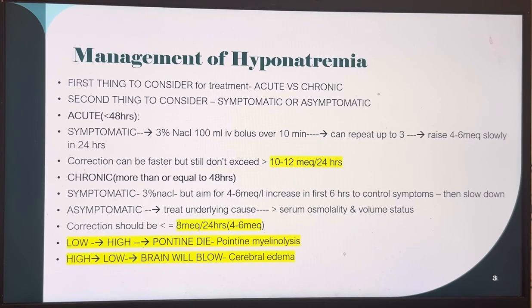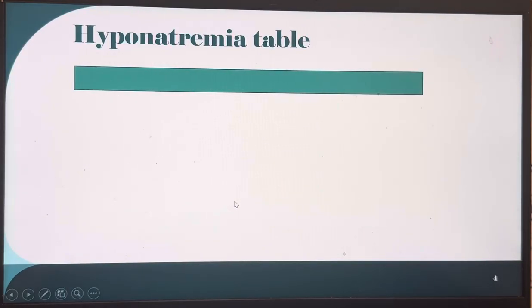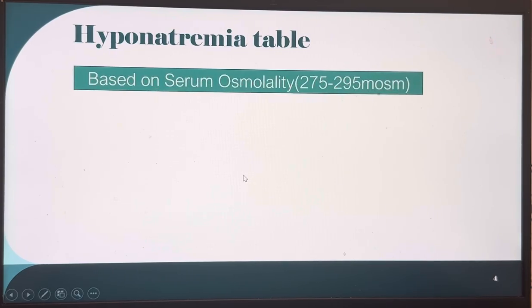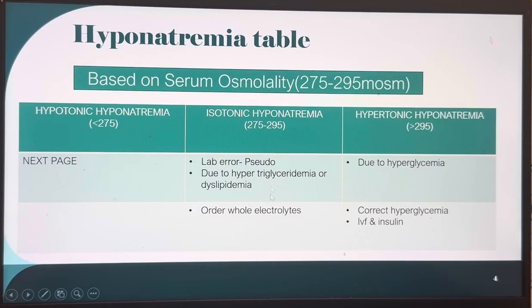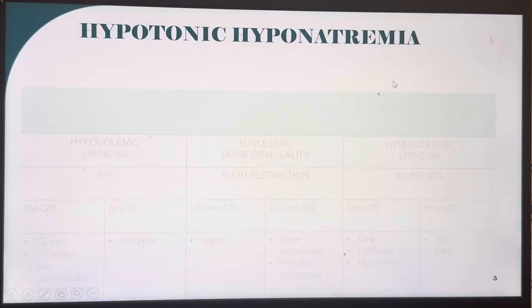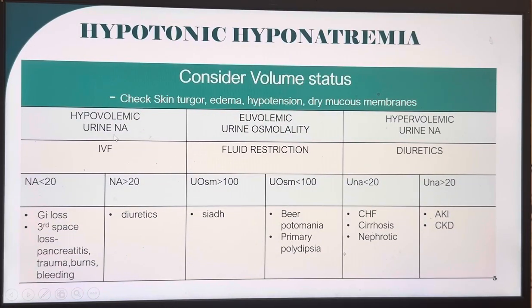Then the next one is the hyponatremia table. You first check the osmolality. If it is isotonic, you don't have to do anything, it is a pseudohyponatremia. If it is hypertonic, you check the solutes like hyperglycemia and any other problems, and you correct those. And if it is hypotonic, then you check the volume status. Depending on the volume status: if it is hypovolemic, you give IV fluids; if it is on a diuretic, you stop diuretics. If it is euvolemic, you do fluid restriction. If it is hypervolemic, you give diuretics.